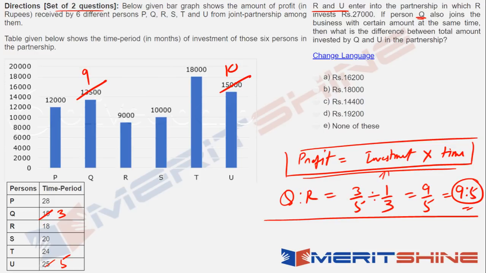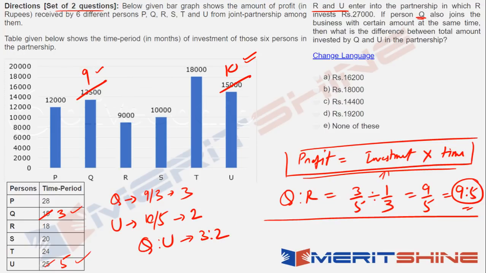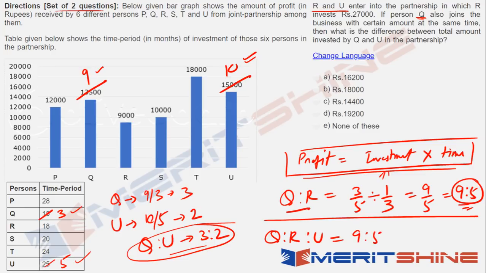What would you do now? Again, you divide profit by this thing. For Q, it would be 9/3, that's equal to 3 here. Okay, do it likewise for U. For U, the profit is 10 and the number is 5. So, 10/5, that's 2. So, Q is to U, the investment is in the ratio of 3:2. Now, QR 9:5, QU 3:2. Can we say that Q is to R is to U would be 9:5 is to, what is this, 3? If Q is 3, U is 2. If Q is 9, what would be U? It will be 6. So, 9:5:6 is the ratio of investments of Q, R, U.